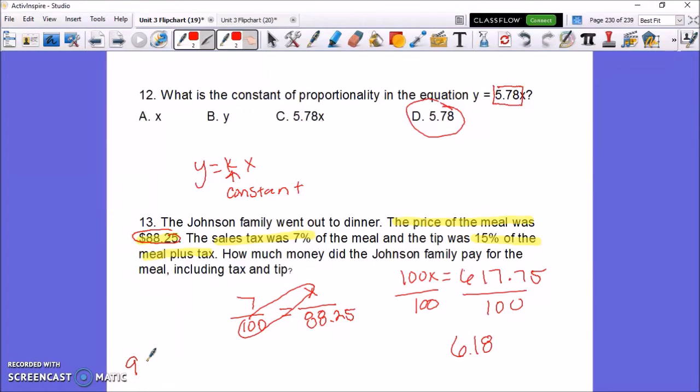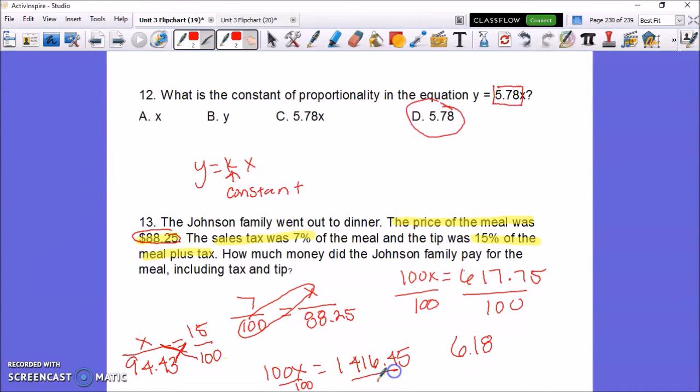Now we have to find a new number. So we have $94.43, but we want to find out how much. What is 15% of this? So we don't know. That is our x. And then we have 15 over 100, and we're going to cross multiply again. That gives us 100x, because we're going to multiply these two, and then we're going to multiply these two. So 15 times $94.43 is equal to $1,416.45.